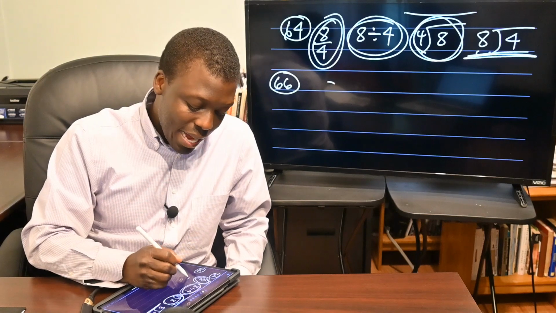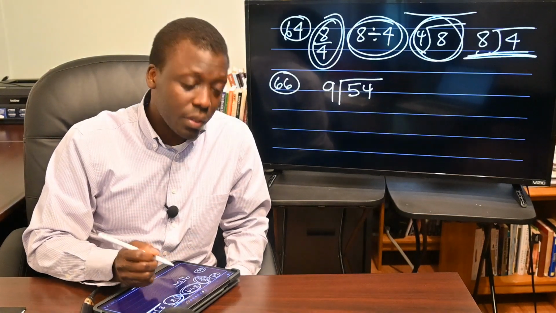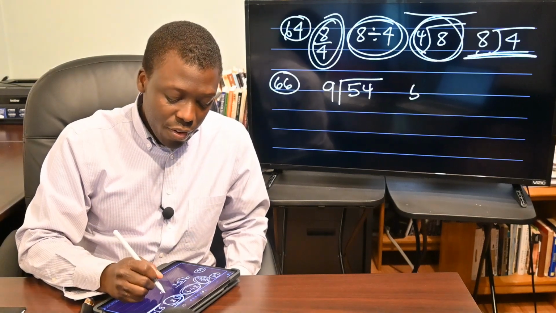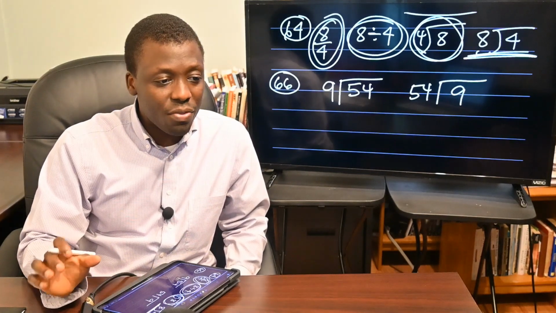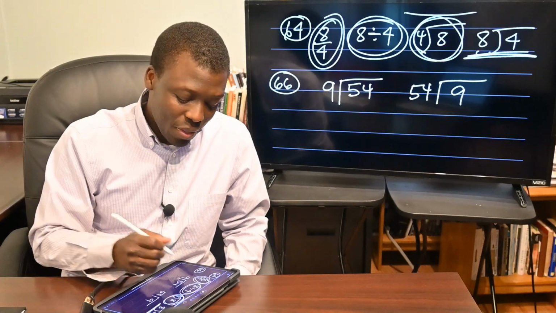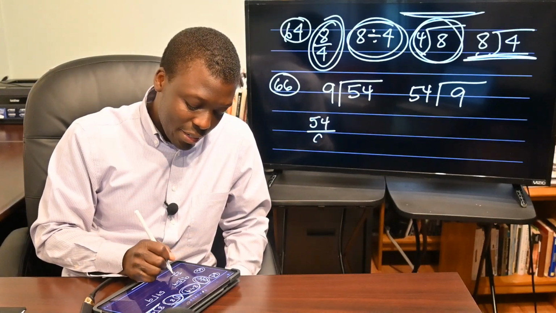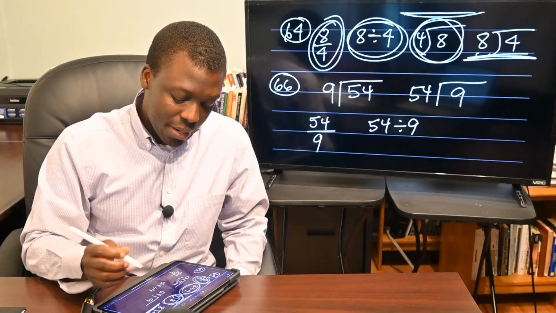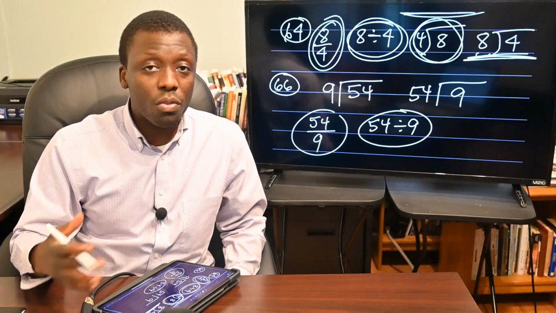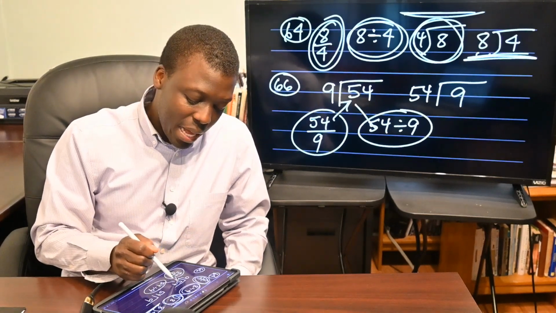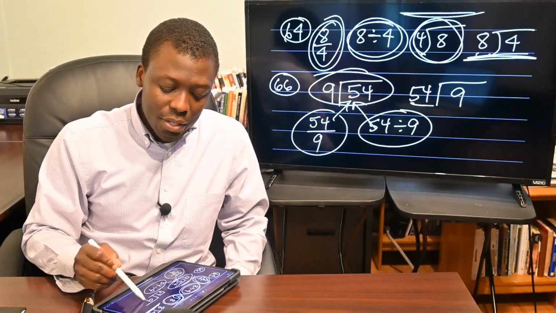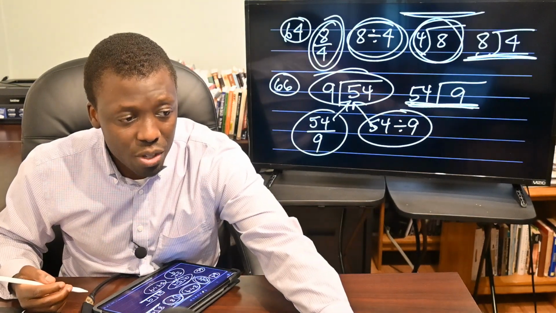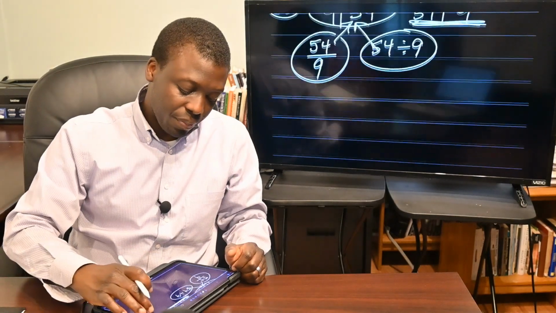Number 66. We have 9 goes into 54. That's straightforward. That's 9 goes into 54 6 times. 54 goes into 9. So right away, red flag, we know one of these is not true, right? And then 54 over 9, that's the same thing as 54 divided by 9. And 54 divided by 9. This and this, we know, same thing. And that brings us back to that one as well. Same thing. So that leaves this one out. Again, division is not interchangeable.